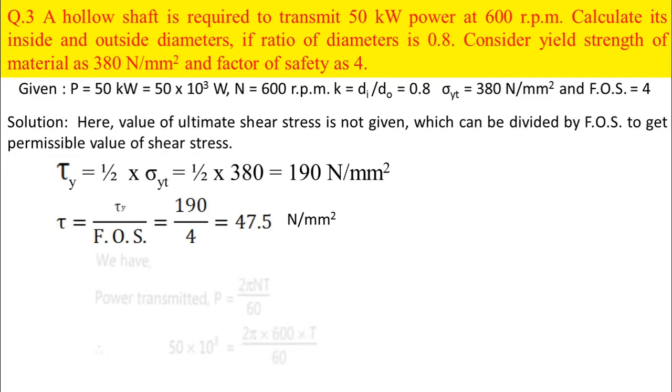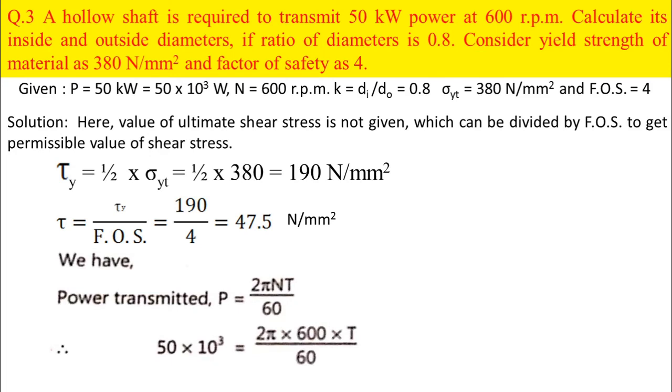Now from the power formula P is equal to 2 pi nt by 60, we will calculate the torque, which we will get in Newton meter, 795.77 Newton meter. We have to convert it into Newton mm: 795.77 into 10 raised to 3 Newton mm.